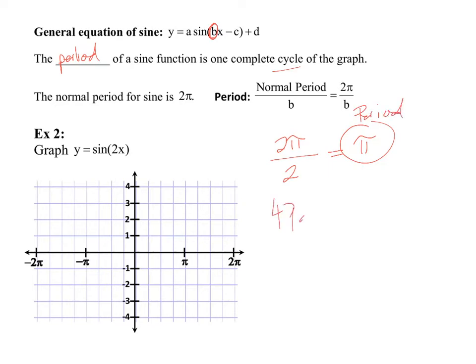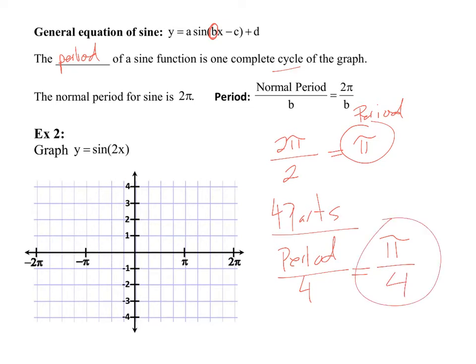Then I needed to divide the graph into 4 parts. Sorry for the messy writing. I'm trying to write nice. When I'm dividing the period into 4 parts, I get pi over 4, because the period's pi. That's another key piece of information. And then what's the amplitude? Well, it's the number in front here. That's my a value, so it's the absolute value of 1. That's my amplitude.